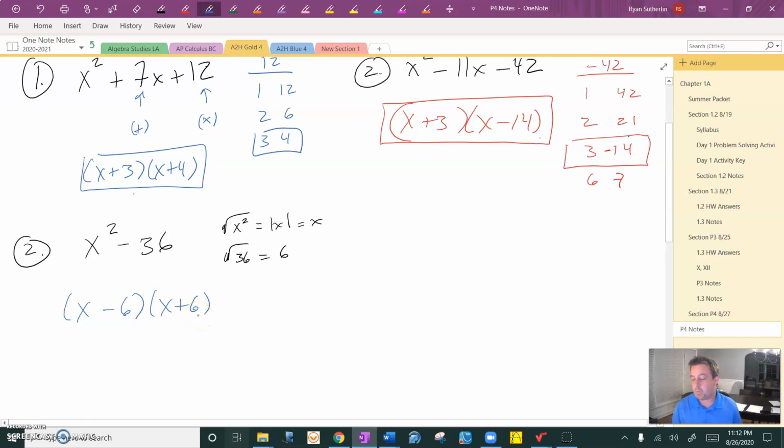And think about why it has to be minus and plus: when I multiply this out, the middle term has to go away, right? I would have minus 6x plus 6x, so I have 0x. Also, if we think about solving the quadratic equation, we get x squared equals 36, and x equals plus or minus 6 are the roots. Now, this was number 3. So why don't you go ahead and try to factor 4x squared minus 121.